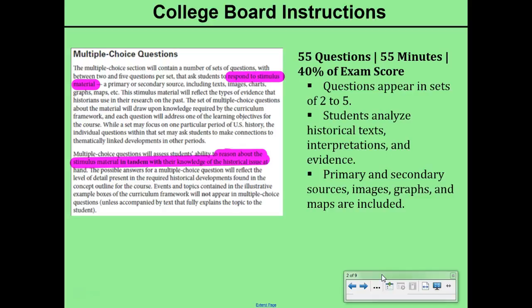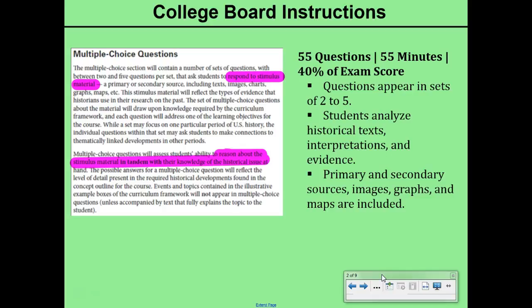But for multiple choice questions, you get 55 questions in 55 minutes. It's 40% of your exam score. The questions appear in sets of 2 to 5. That means 2 to 5 questions follow each document, and you need to analyze historical texts, interpretations, and evidence. There's primary and secondary sources, images, graphs, and maps. So you've got to respond to this stimulus material, aka the primary and secondary sources, text, image, charts, graphs, maps, etc., and then answer questions about them. That's basically how it goes.